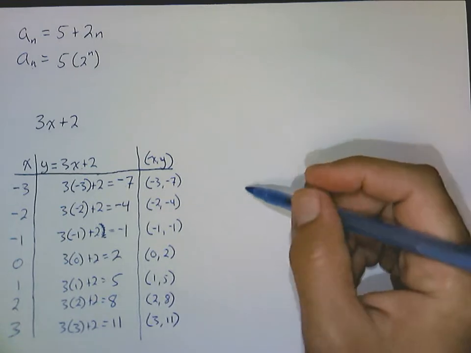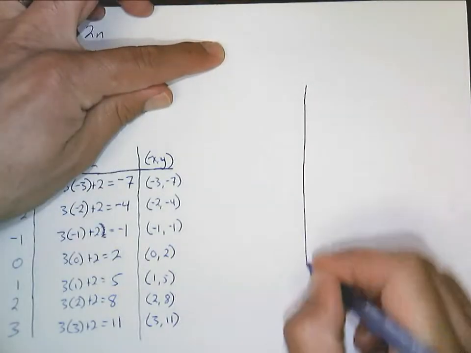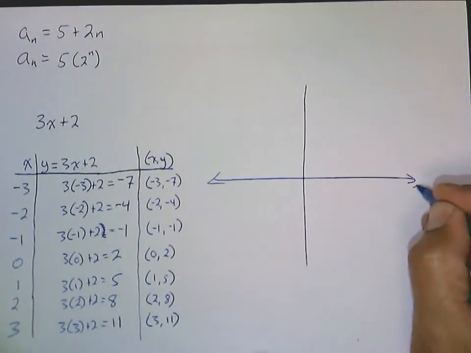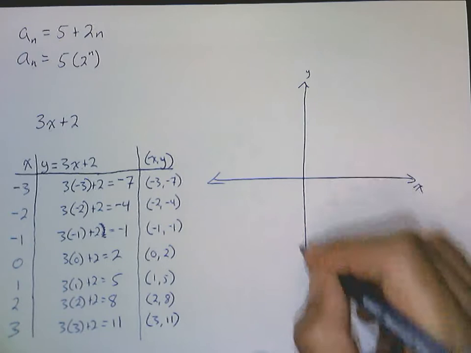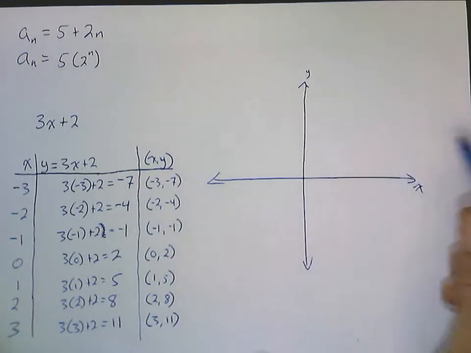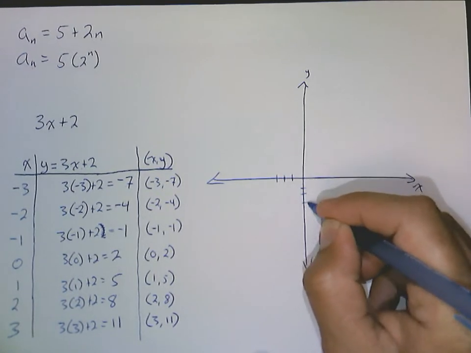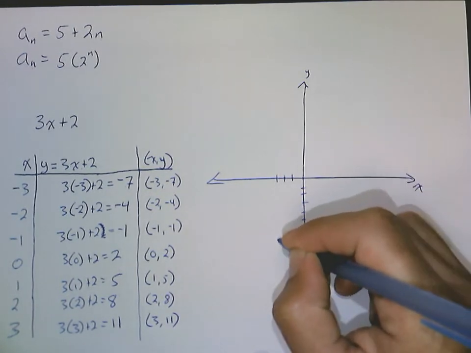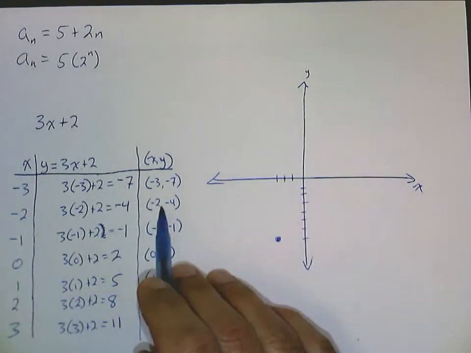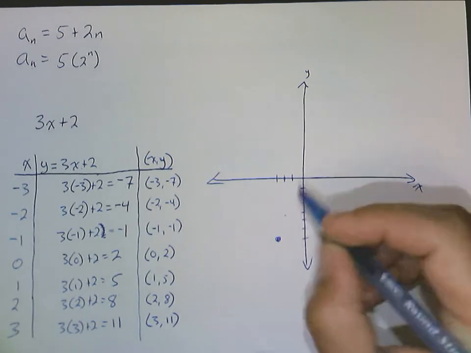Now, we just graph these points, which we've done any number of times. So I'm just going to do a little sketch here. My x-axis, my y-axis, and we just plot the points. -3, -7, 0, 1, 2, 3, 1, 2, 3, 4, 5, 6, 7, right about there. -2, -4, -2, 1, 2, 3, 4, simple enough.